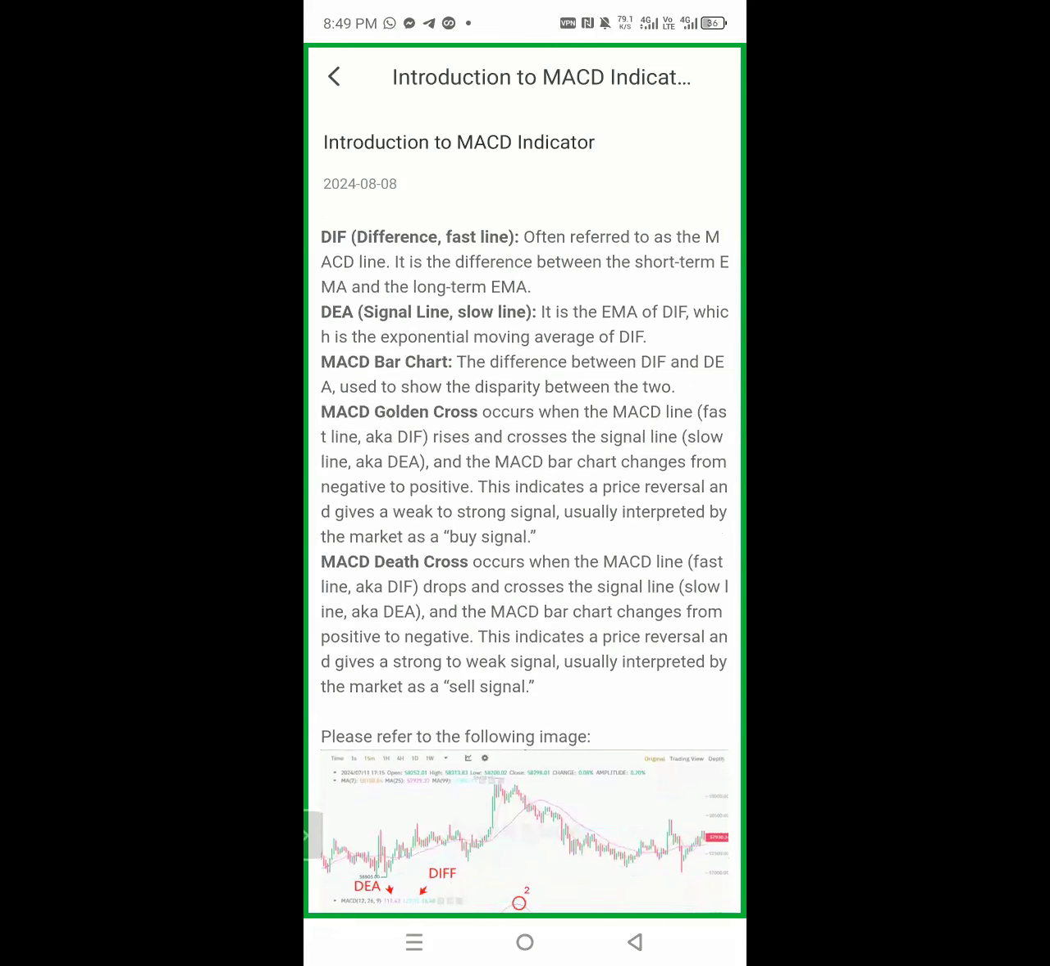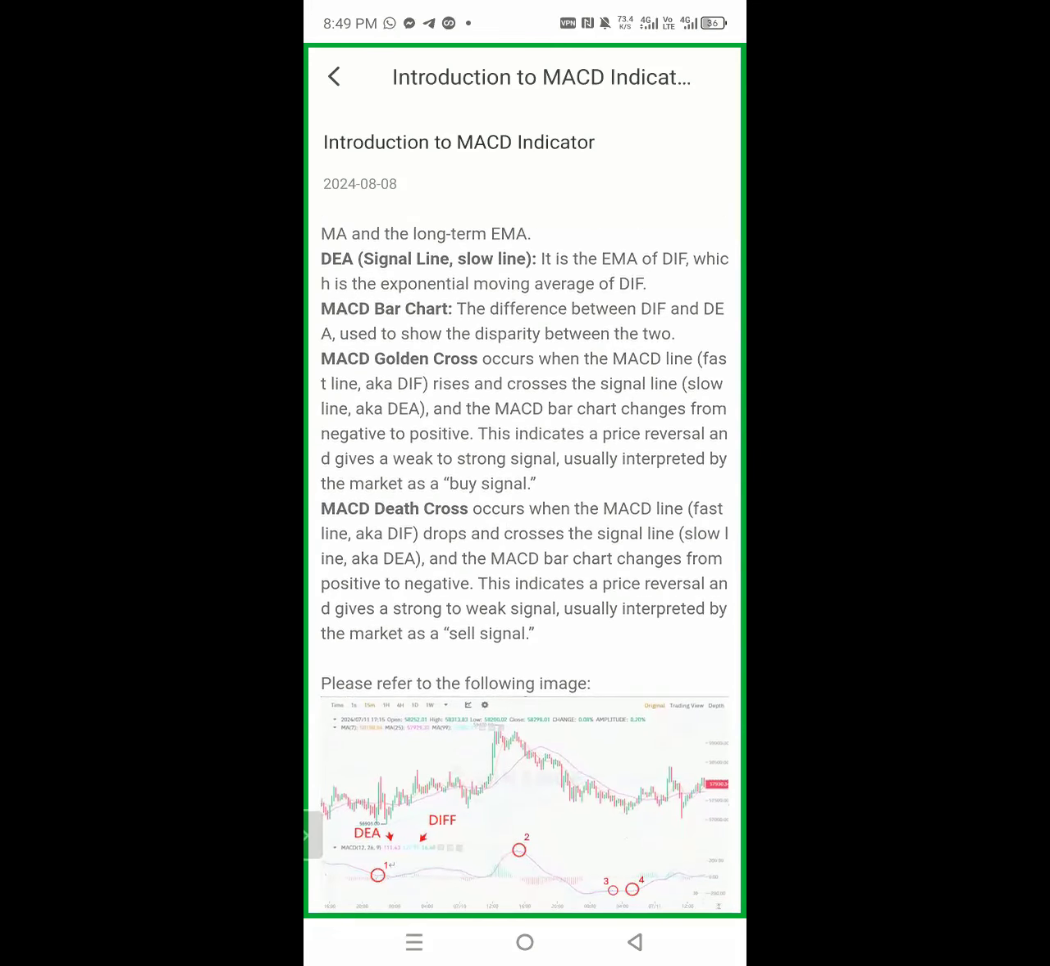It occurs when the MACD line, that is the first line, drops and crosses the signal line, which is the slow line. That is when the yellow line now drops. That means it's coming from up. It now drops and crosses that purple line. And the MACD bar chart changes from positive, it's coming from the up region, it's now crossed to the down region. That is positive to negative.